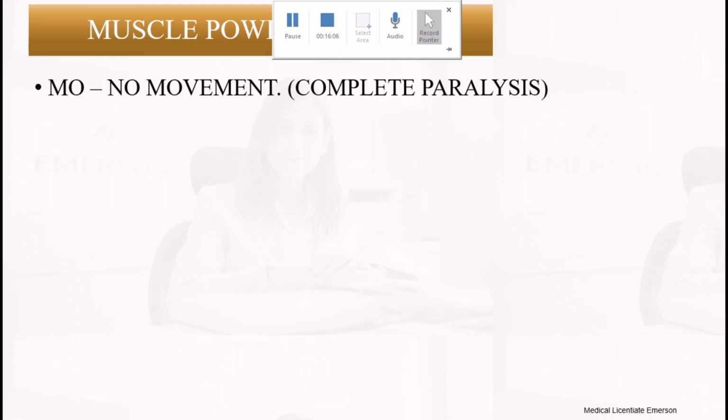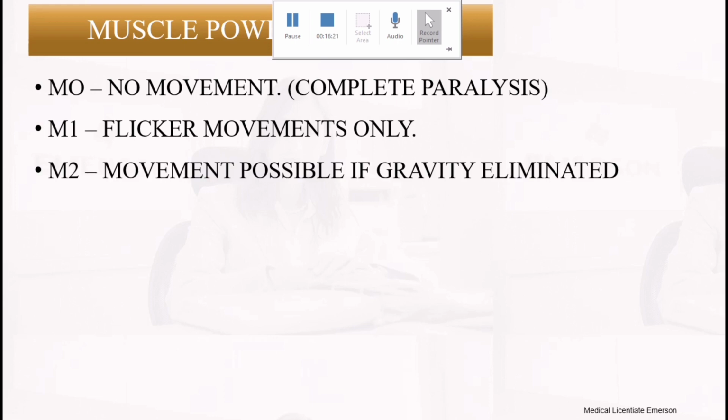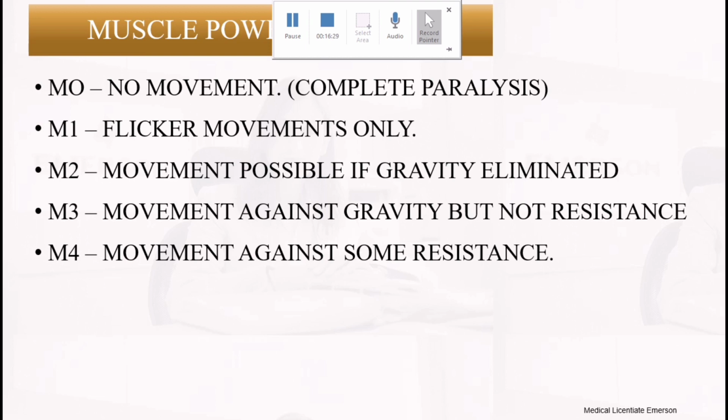For grade 0, we have no movement, or complete paralysis. For grade 1, we have flicker movements only. Grade 2, we have movements possible if gravity is eliminated. Grade 3, we have movement against gravity but not resistance. Grade 4, we have movement against some resistance. Grade 5, we have normal power, meaning you can push an adult's hand away from wherever they are applying the pressure from.